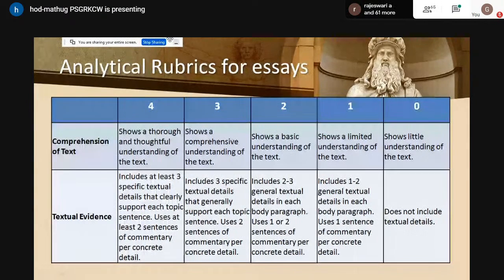Hence, now for essay, earlier we had a different rubric. Now here for this essay, not only these 2 criteria, I have added some more criteria, which is to be continued in the next slide.